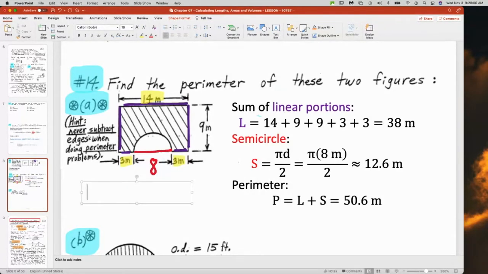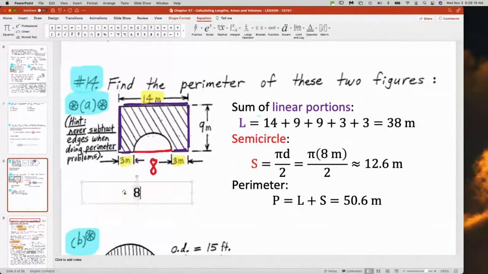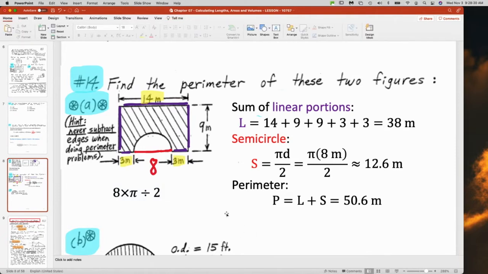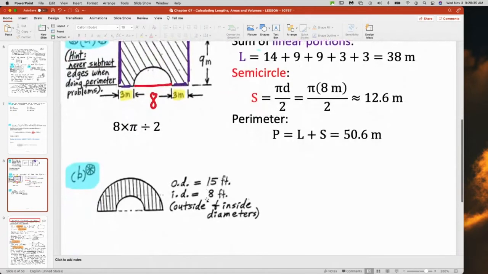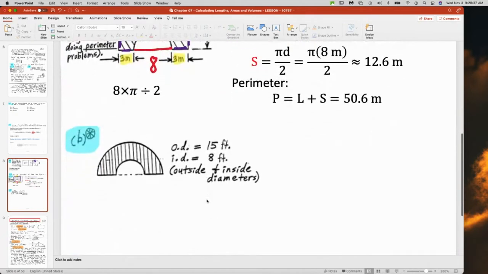And that's what the hint is here, Tamerlan. See, never subtract edges when doing perimeter. Always keep on adding things. It's like when you go to the grocery store and you're buying things, you're always adding more. For the calculator thing, just to mention Cosmo's question, I would do 8 times pi divided by 2. That's what I would type. You're most welcome.